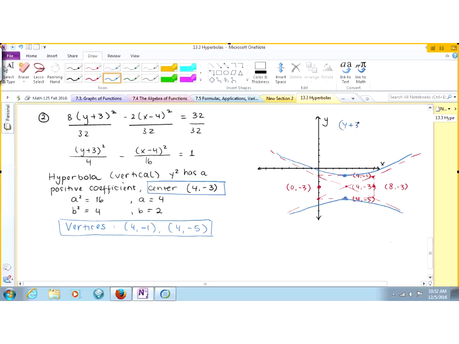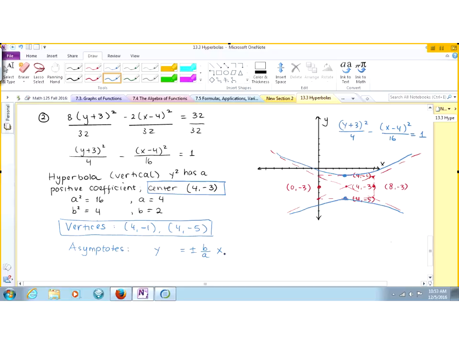This is your hyperbola: (y + 3)² over 4 minus (x − 4)² over 16 is equal to 1. So this is your hyperbola. Okay, I'm missing something. I didn't answer something, which is what? Asymptotes? What are the equations of the asymptotes? y is equal to plus or minus b over a x.